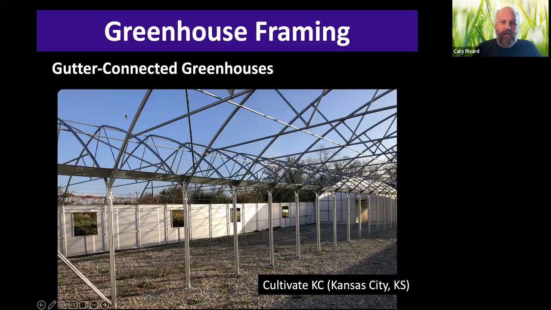So gutter connected houses are exactly what they sound like. We essentially take a frame of a greenhouse and put it right next to another greenhouse and then put this gutter in between them. And that's sort of an oversimplification. As you spend more and more money on greenhouses, they have fancier and fancier framing systems that make all that work together. I thought this one was cool because it literally is two greenhouses bolted together with the gutter in between, and it works quite well.